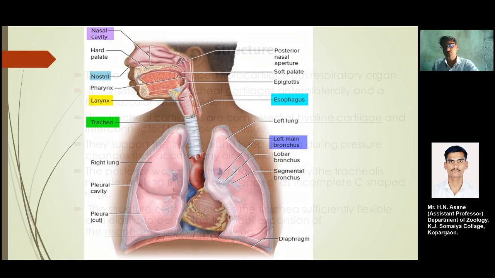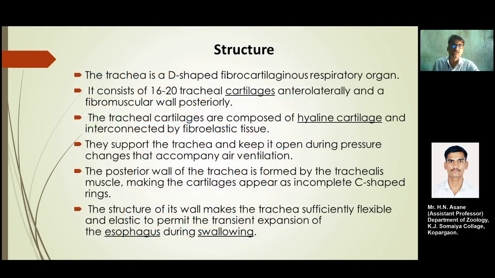Okay, so the structure of the trachea: the trachea is a D-shaped fibrocartilaginous respiratory organ. It consists of 16 to 20 tracheal cartilages that go anteriorly, and the fibromuscular wall protects from the posterior region. The tracheal cartilages are composed of hyaline cartilage.